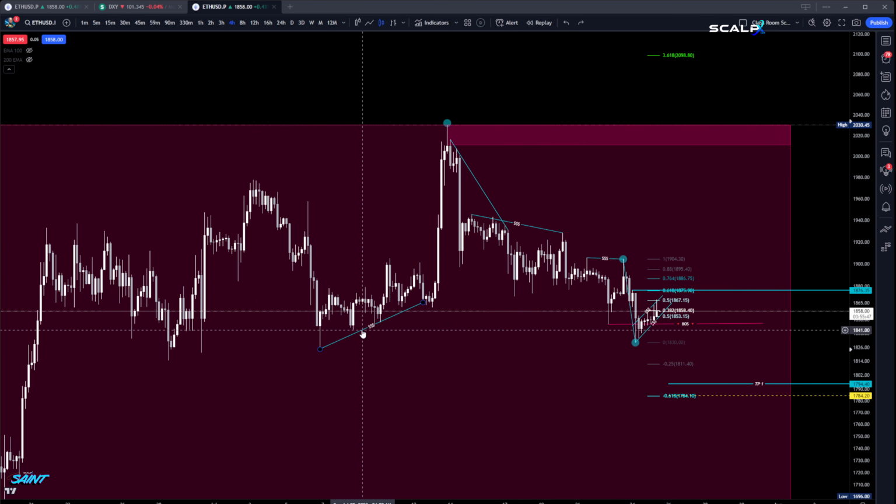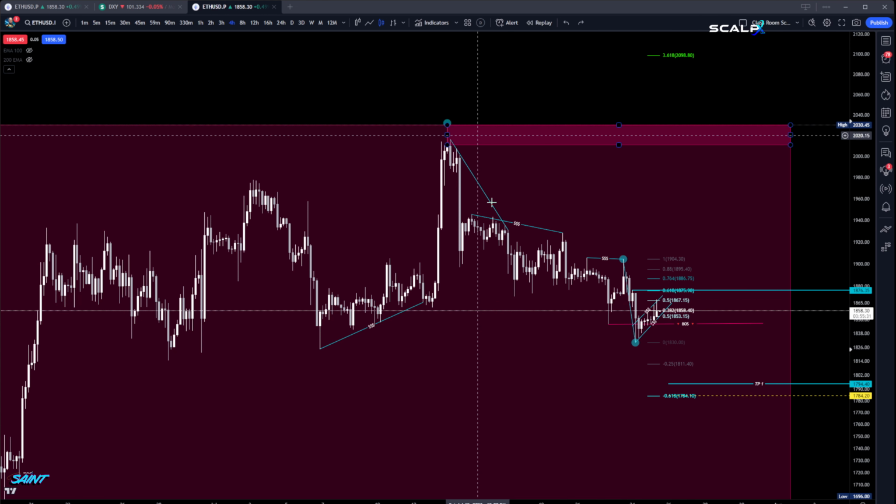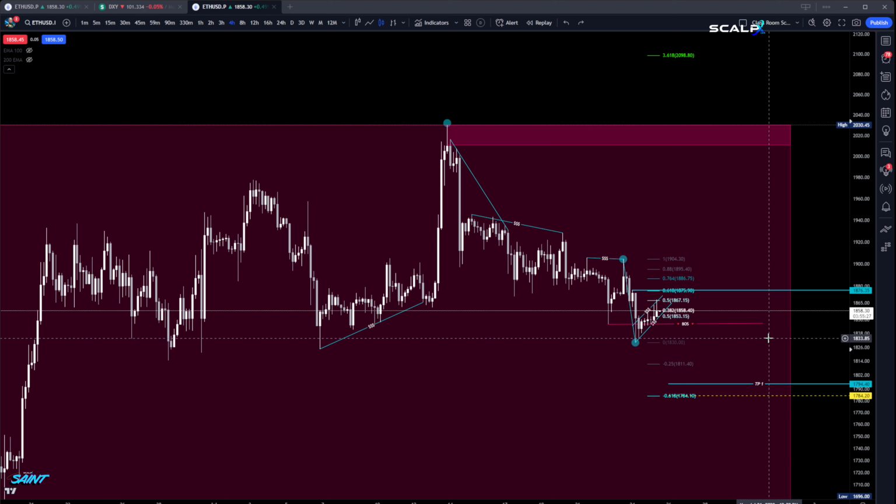This is a good example of them hunting liquidity right here. A little bit of imbalance right there too. Actually, there's a lot of imbalance right there too. It's not a strong order block. Stronger order blocks are up here.